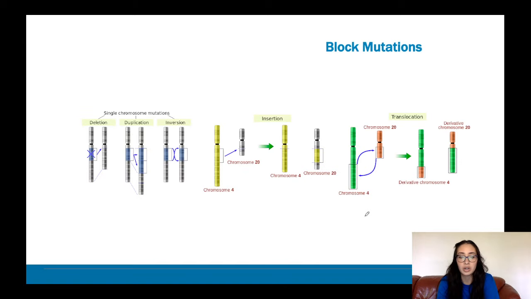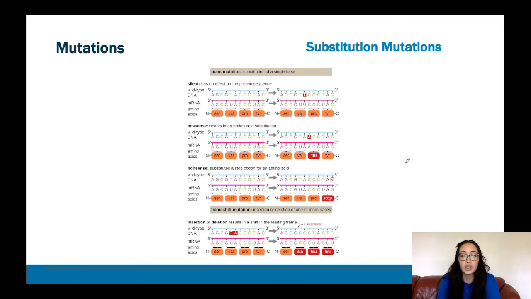Block mutations are on the chromosomal level. You can have deletion of an entire segment of chromosomes, duplication, inversion, insertion, translocation. Make sure you know your stop codons.